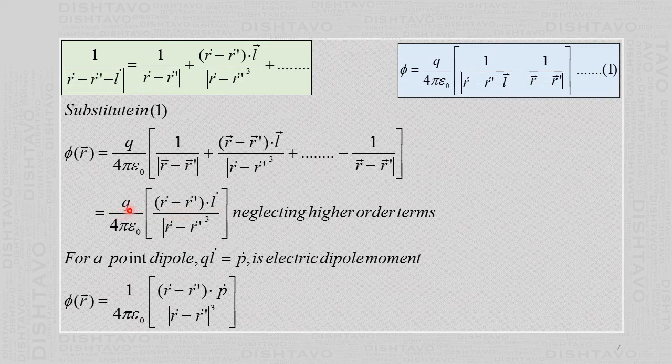Then we take this q inside, so it will be q times l. q times l is nothing but vector p, which is the electric dipole moment. And finally we get the expression for the potential as 1 upon 4 pi epsilon 0, vector r minus vector r dash dot vector p, divided by modulus of vector r minus vector r dash cubed.